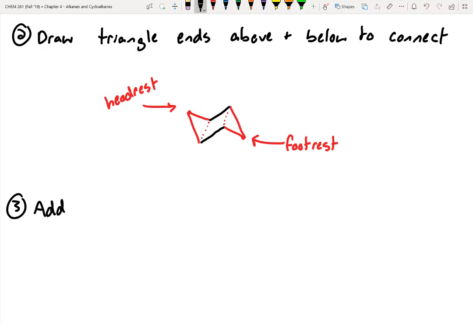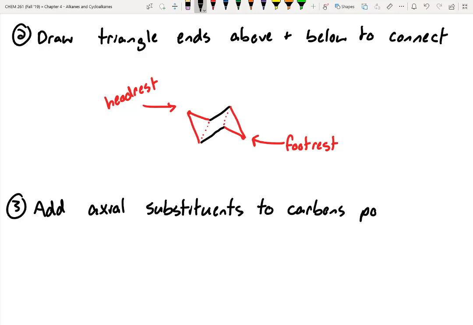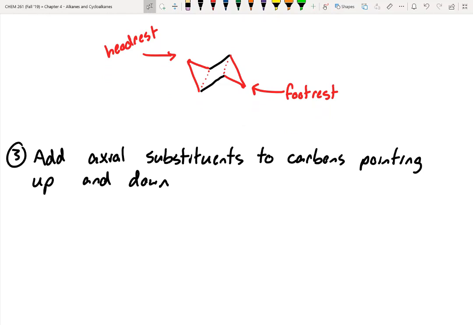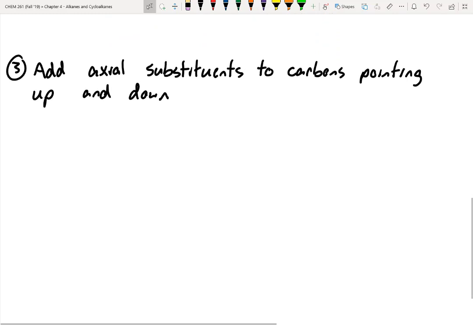We're going to add axial substituents to carbons pointing up and down. All right, what does axial mean? Does anybody have an idea? Yeah, what is an axis? Is it normally vertical or horizontal? It could be both, but let's think about our planet. Does our planet's axis go horizontal or vertical? Vertical. So axial means vertical in this case.